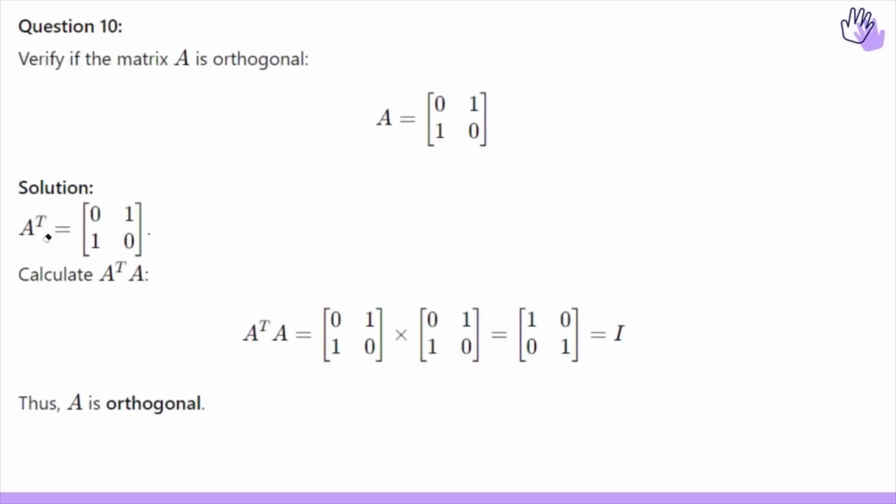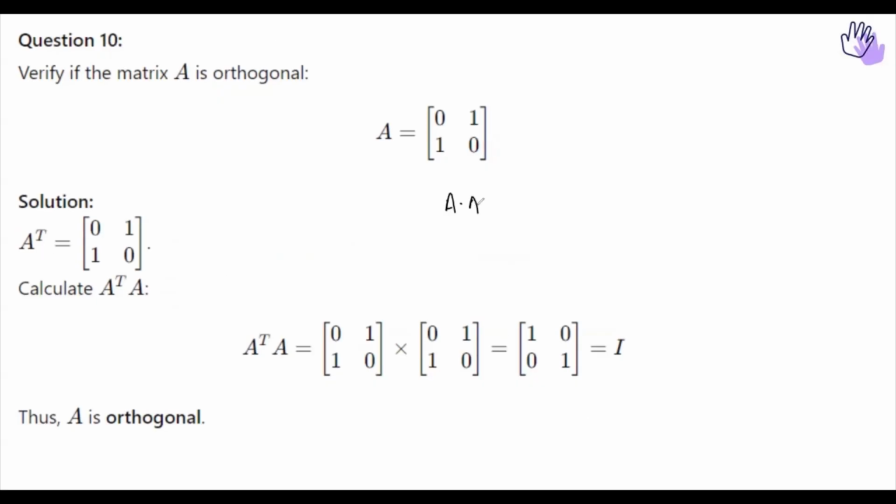Verify if the matrix A is orthogonal. So again, what is the condition for orthogonal? A times A transpose should be equal to an identity matrix, right? The product of a matrix with its transpose should give you an identity matrix. That is when you say that a particular matrix is orthogonal.